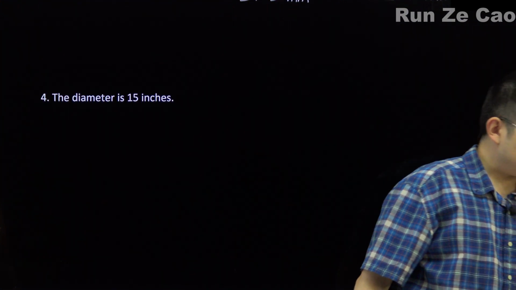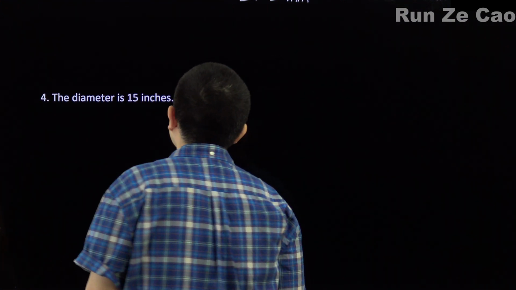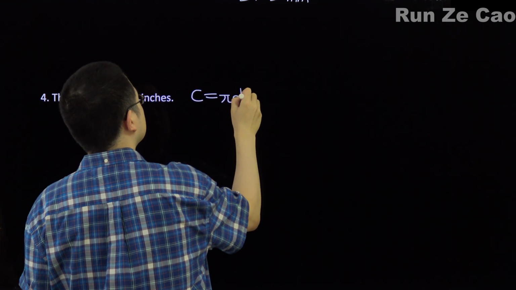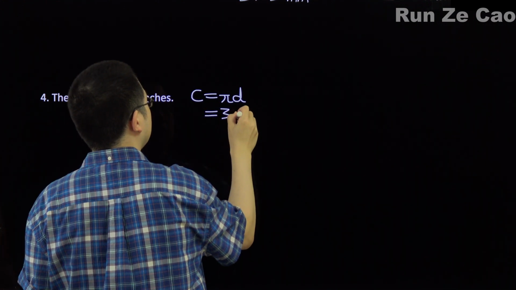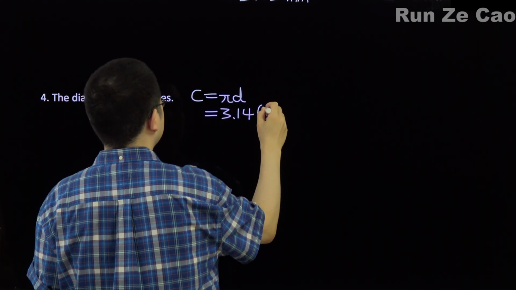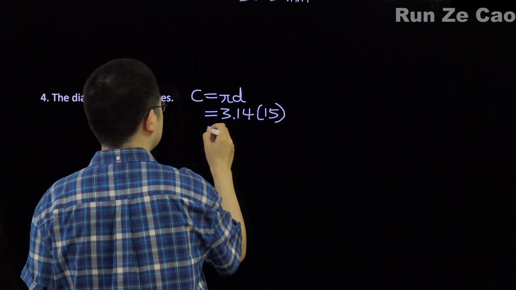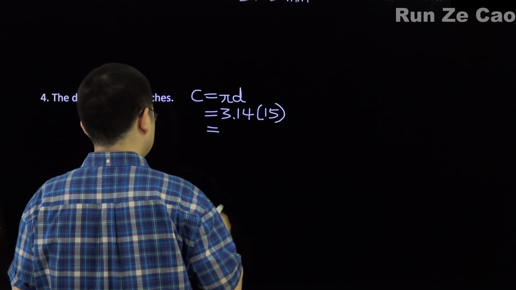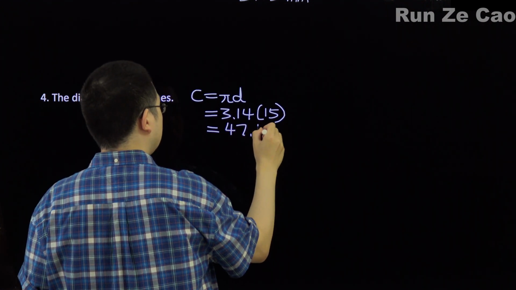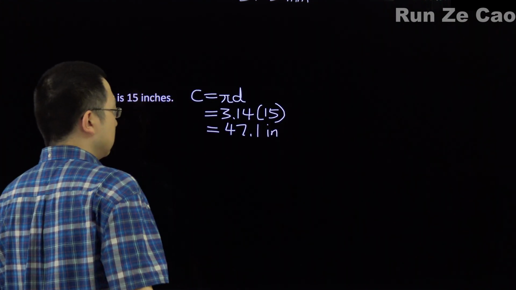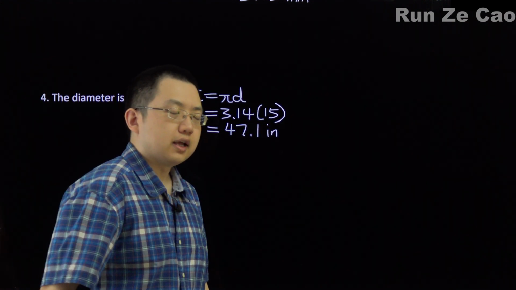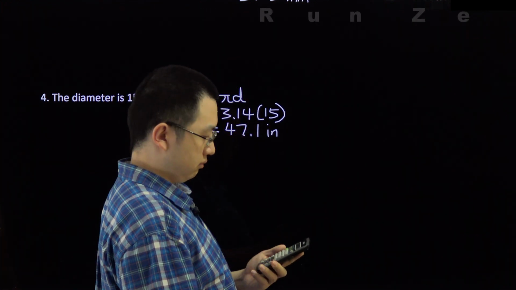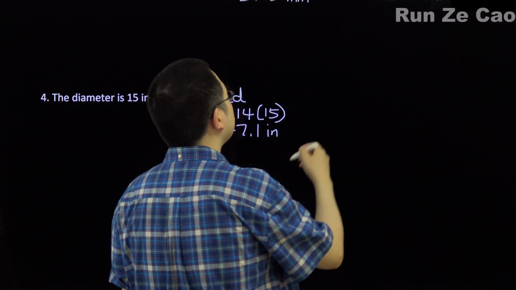So the diameter is 15 inches. Well, circumference is equal to pi d. So 3.14 times 15 inches is going to give us 3.14 times 15, 47.1 inches. It's not approximated, because we're rounding to the nearest tenth, but this is already to the tenth. Like there's no additional decimal places.